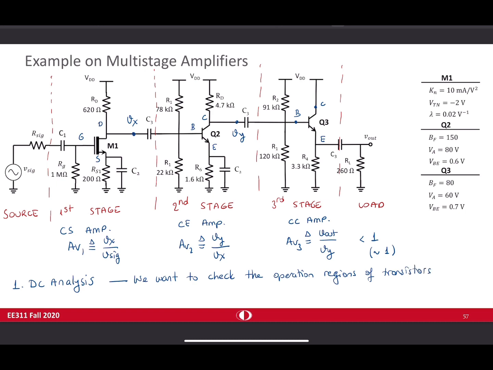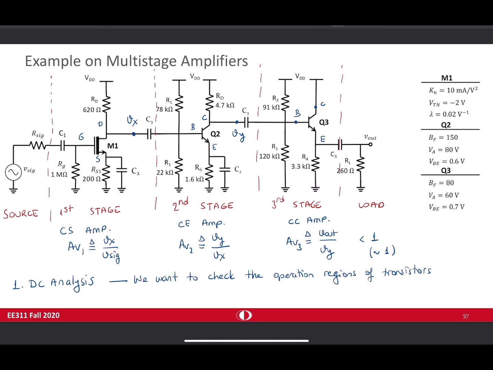So what we want is MOSFET transistors to be in saturation, bipolar transistors to be in forward active region, so that we can continue with the small signal analysis. If this condition is not satisfied, then we cannot analyze this circuit. We cannot continue with small signal analysis.